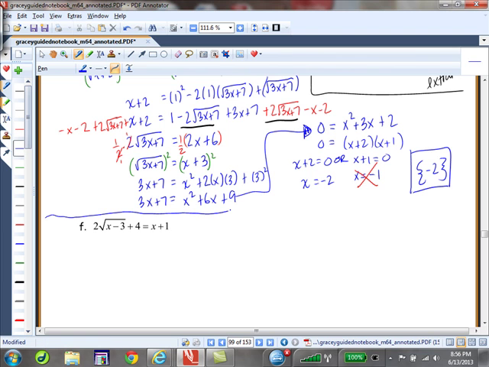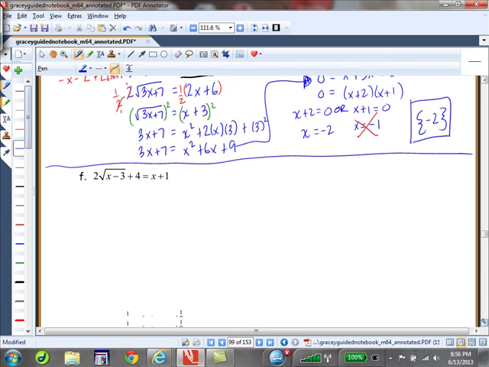How are we doing? If you can conquer these problems, you're like a math stud or studette. Okay, so here we go. At least we only have one radical on part F. So let's take a look. We need to isolate the radical. So if we subtract 4 from both sides, we'll get 2 times the square root of x minus 3 equals x plus 1 minus 4 is x minus 3.